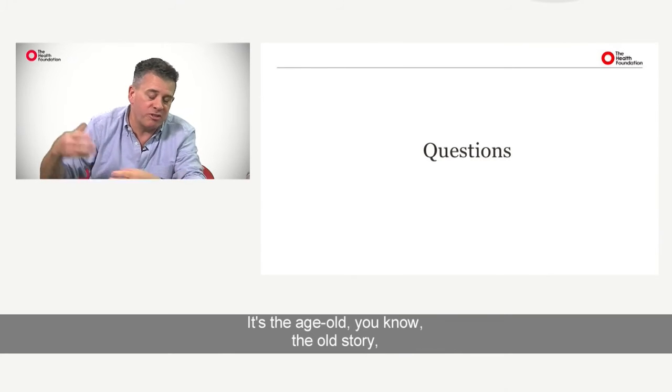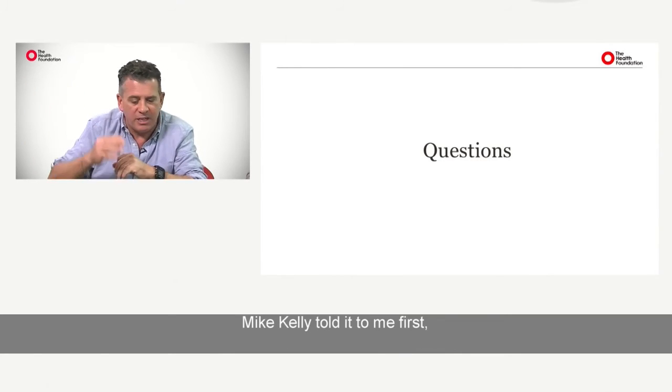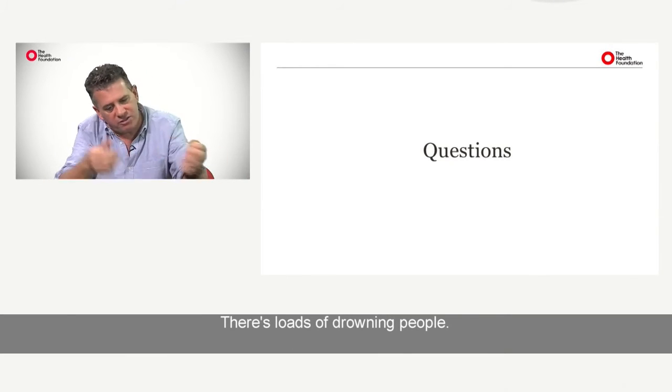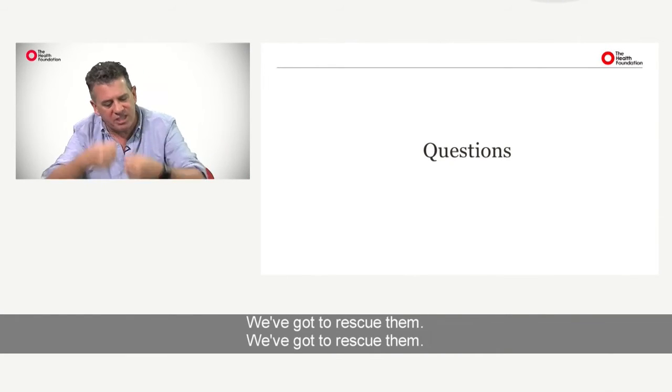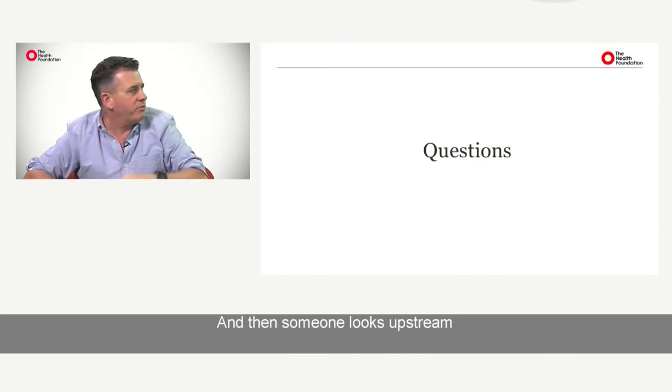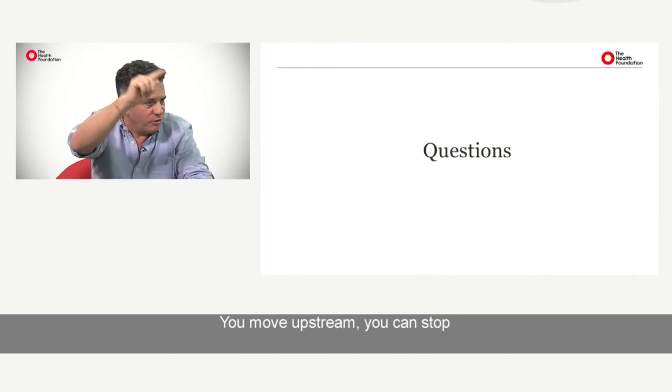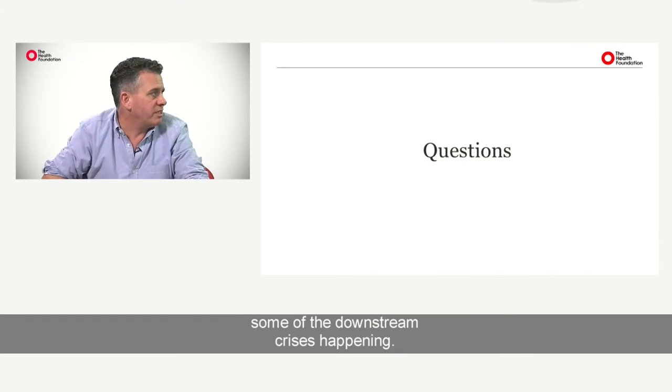It's the age-old story. Mike Kelly told it to me first about the person who's fishing people out of the river. There's loads of drowning people. Where are all these people coming from? We've got to rescue them. And then someone looks upstream and finds some idiot pushing them all off a bridge. If you move upstream, you can stop some of the downstream crises happening.